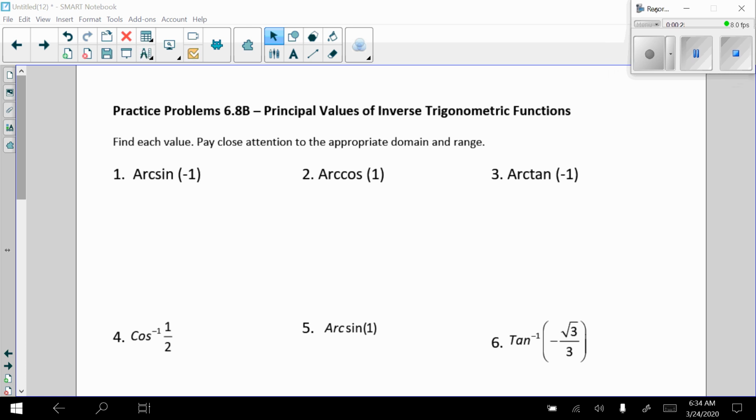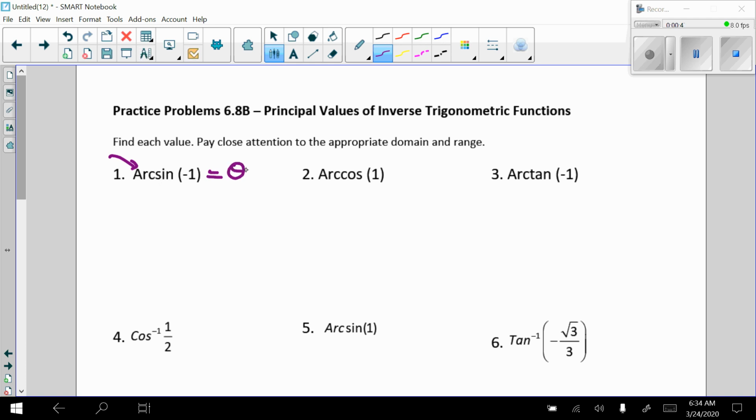We've actually done problems like this before, but we haven't focused solely on the principal values. And the way that we know that we're dealing just with principal values, remember, are these capital letters. So this says arc sine equals -1. So this value actually represents an angle.